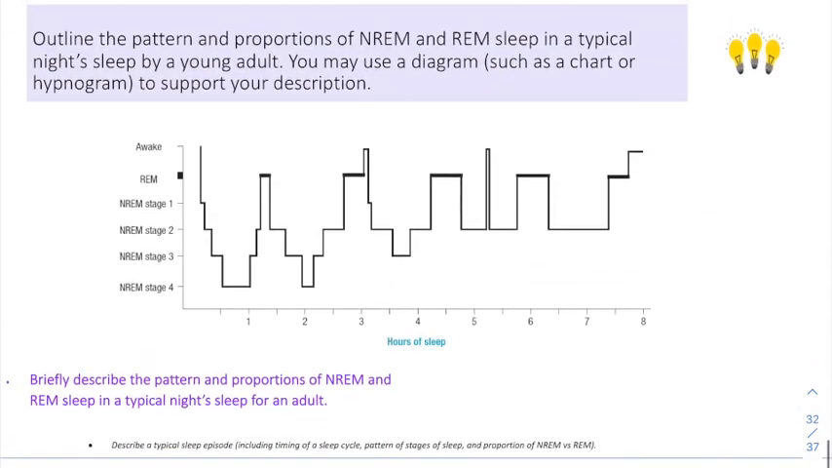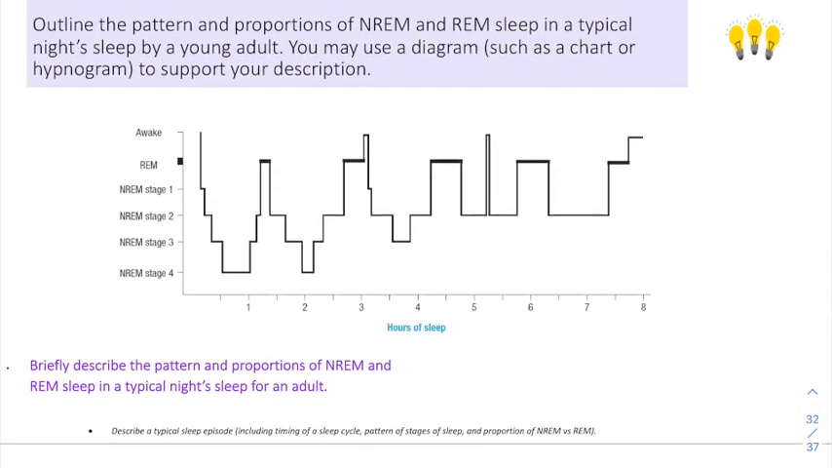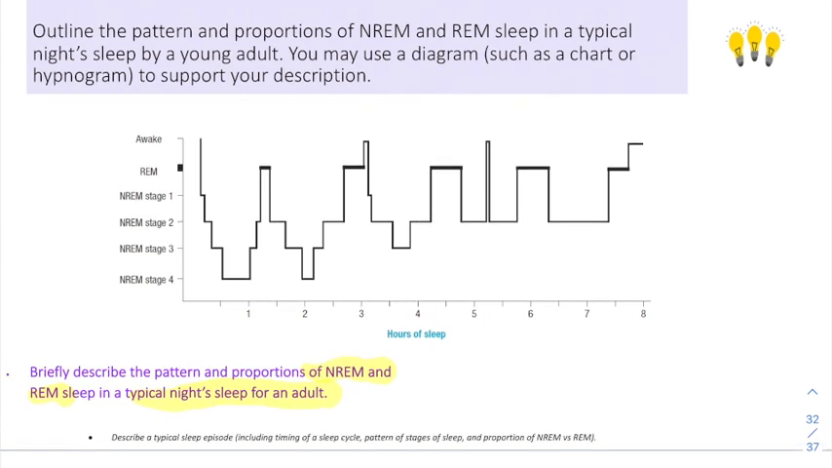So let's have a look at this and briefly describe the pattern and proportion of non-REM and REM in a typical night's sleep for an adult. So when we have a look at those sleep cycles here, we can see one here where we go all the way down and back up to REM, all the way down, back up to REM.